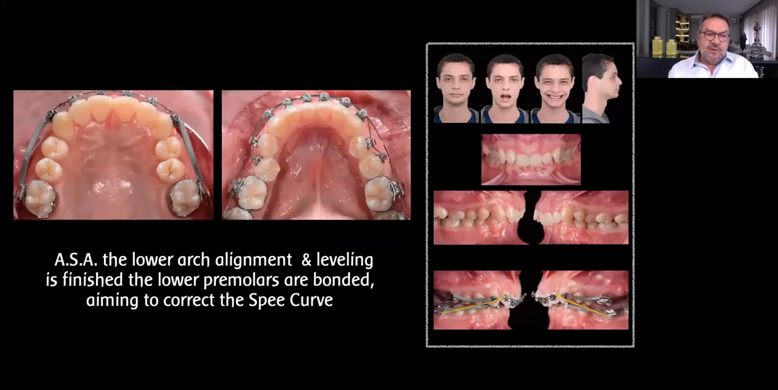So as soon as the lower arch alignment and leveling is finished, the lower premolars are bonded, aiming to correct the Spee curve. When you finish the anterior teeth alignment, I mean canines alignment and leveling, now we have to correct the Spee curve. So we bond the lower premolars, but in the upper arch, you have to keep using the bumper sleeve.